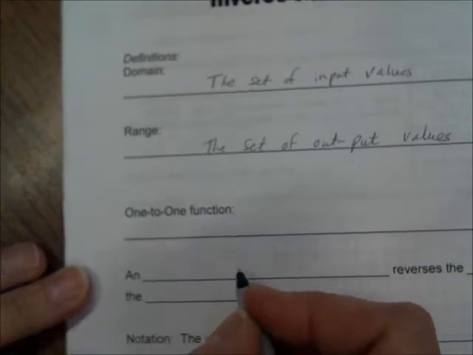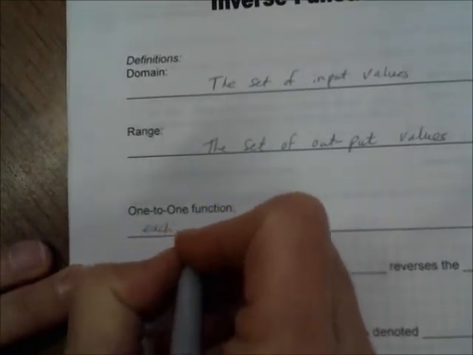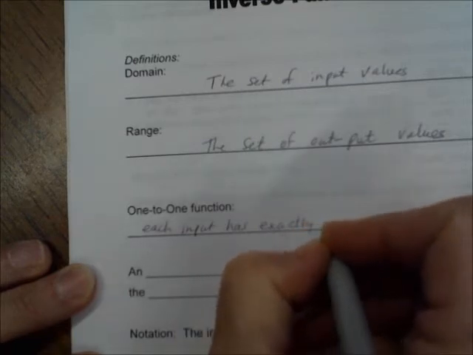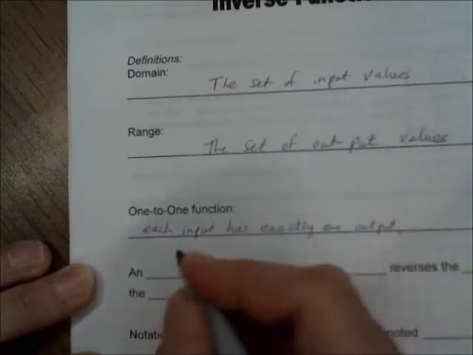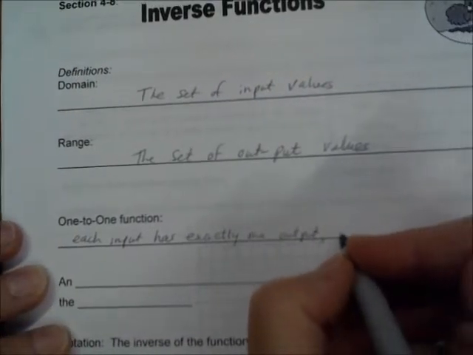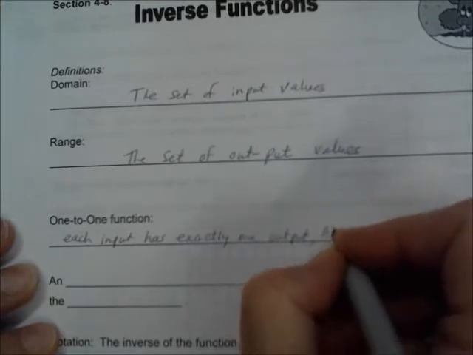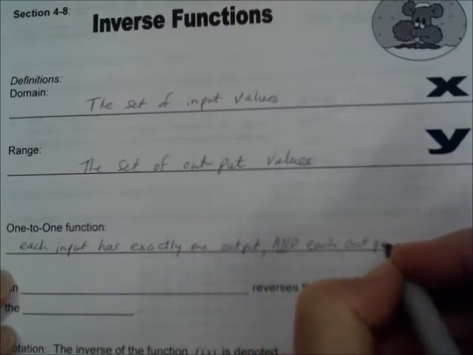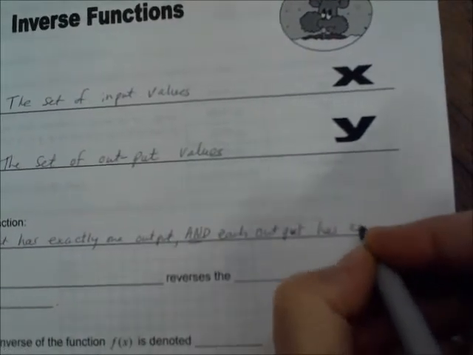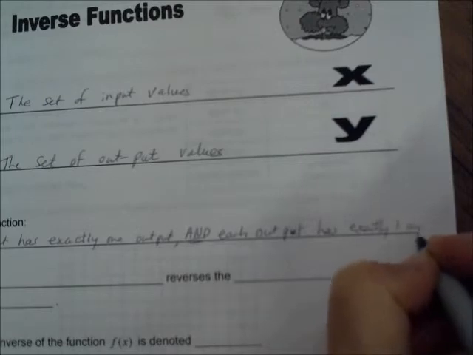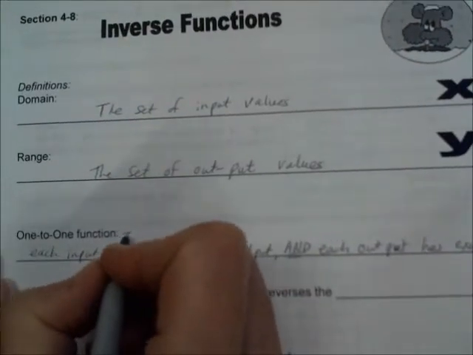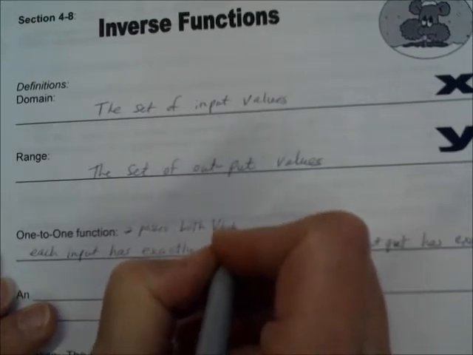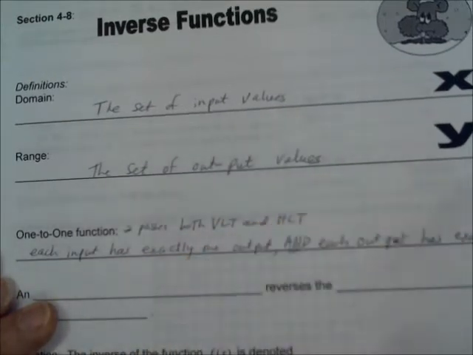A one-to-one function, I think we talked about this before, has each input with exactly one output. That makes it a function, and one-to-one means each output has exactly one input. So it has two things. And a one-to-one function, the graph passes both the vertical and horizontal line test. The graph of it does anyways.